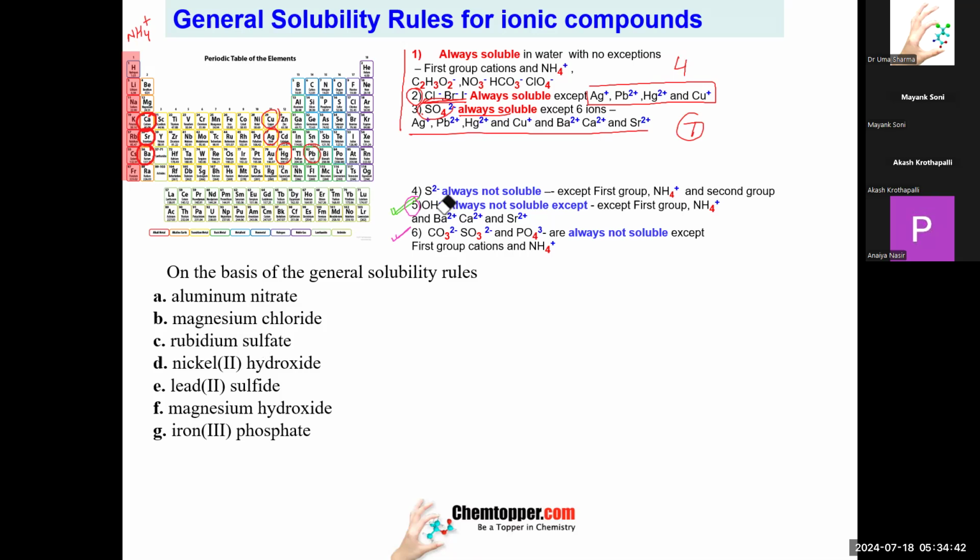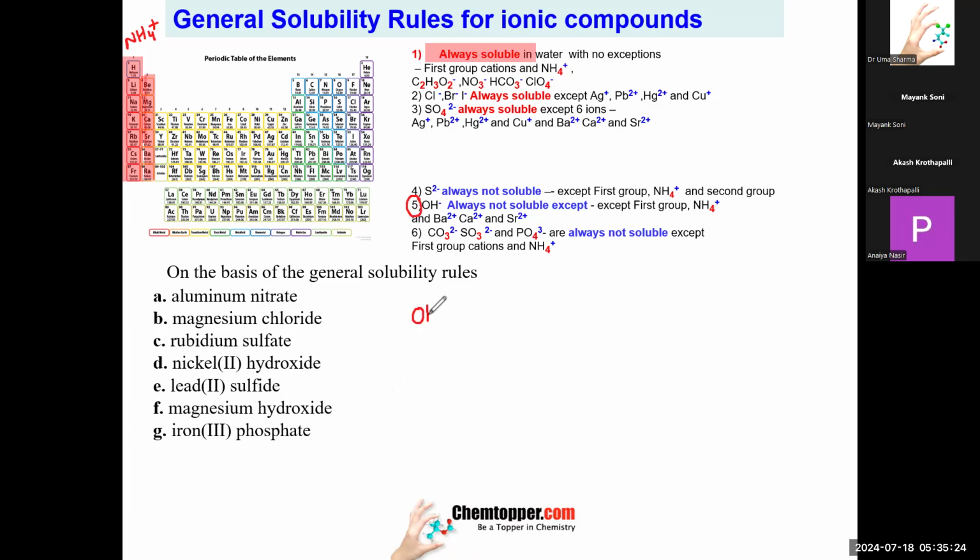Now after that, the rule becomes very simple. Sulfides, they are always not soluble, except, this is a very simple rule. If you can memorize it, that will be good. Except first group, because they are always soluble, they are here, as well as second group. Rest complete periodic table of sulfide is insoluble. Yes, ammonium is soluble, always soluble, ammonium. This is the rule which I'm asking you to memorize.